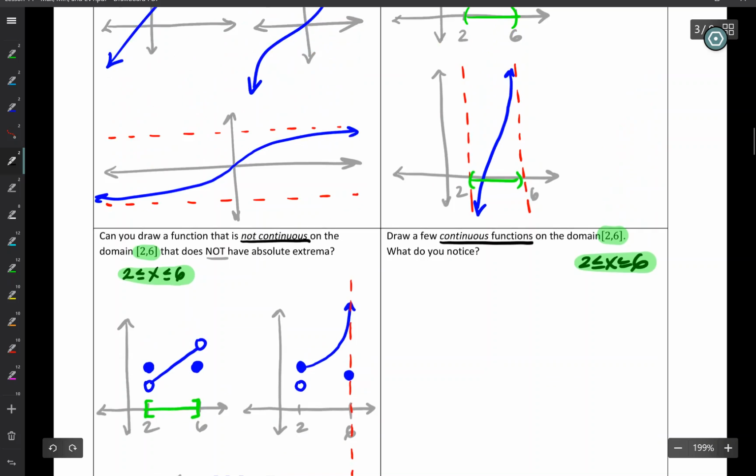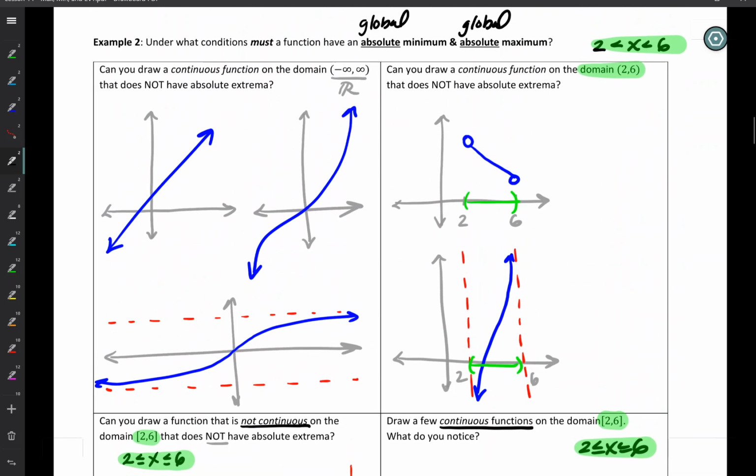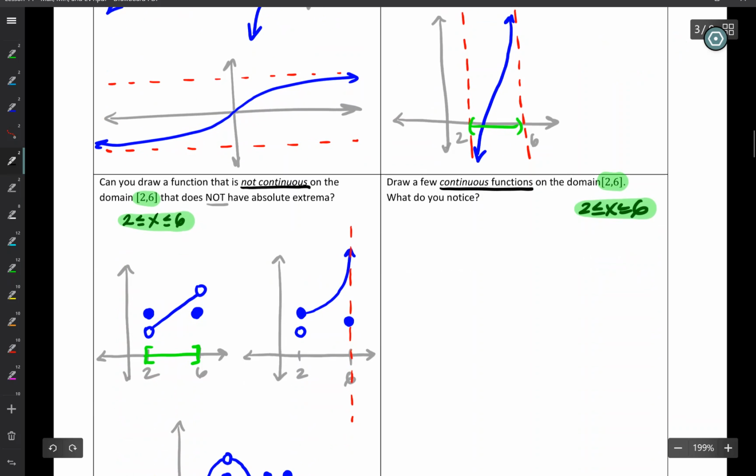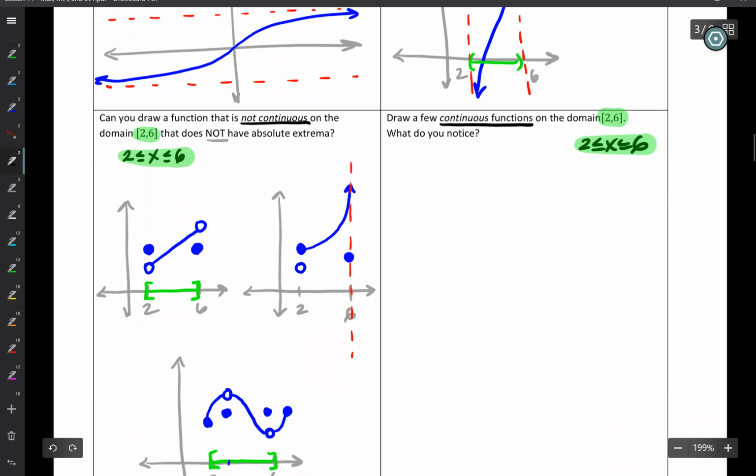So these 2 up here were continuous on their domains, but their domains were open intervals. Here, the entire real number line, and here, the domain being 2 to 6. So if my function is continuous and the domain is closed, what must be the case? Is it possible for you to draw a function that doesn't have an absolute max or min? Give it a pause, give it a try.